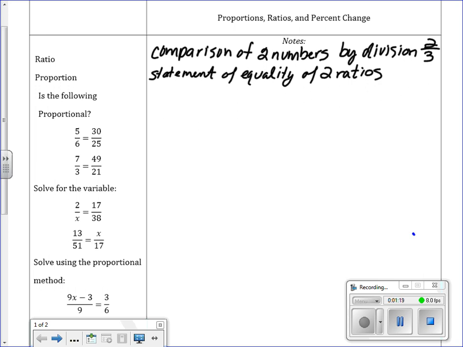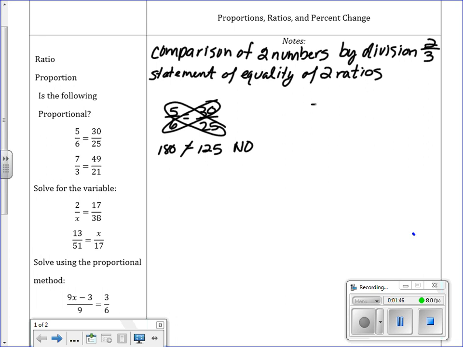So we would have 5/6 and 30/25, and we cross multiply. And 6 times 30 is 180. 25 times 5 is 125. And those two are not equal, so we would say no. These two ratios are not proportional.